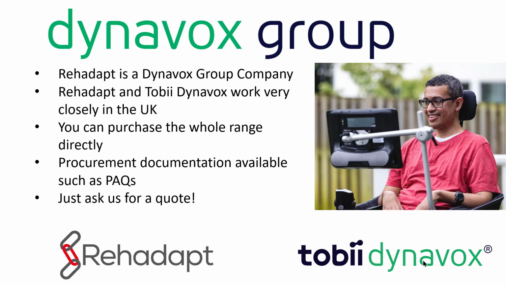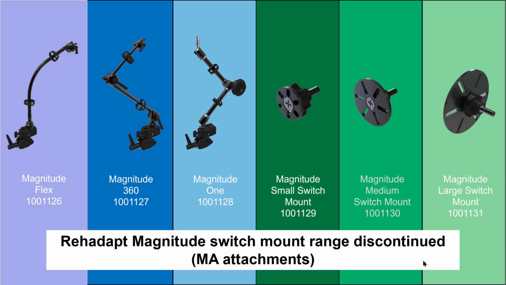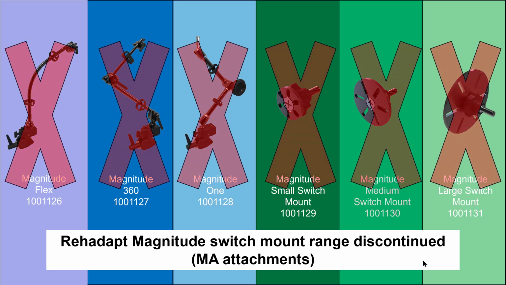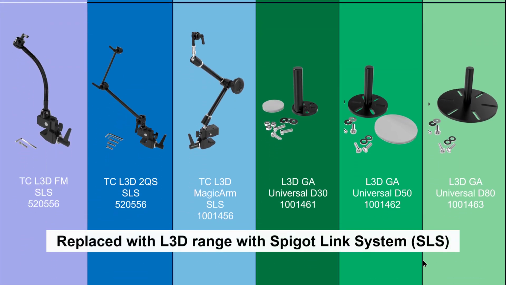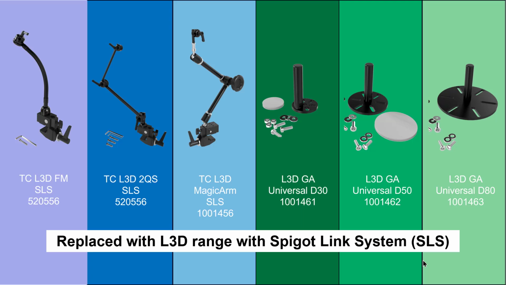So, bringing you a little bit of RayAdapt news, we wanted to let you know that the RayAdapt magnitude switch mount range has been discontinued. So these are the mounts that have the MA attachments. These have been replaced with the L3D range, which are very similar in function, but these use the Spigot Link System, SLS. So these are some of the new components and parts that you would need if you were using these current switch mounting solutions.